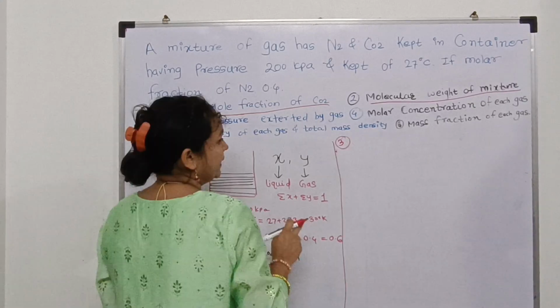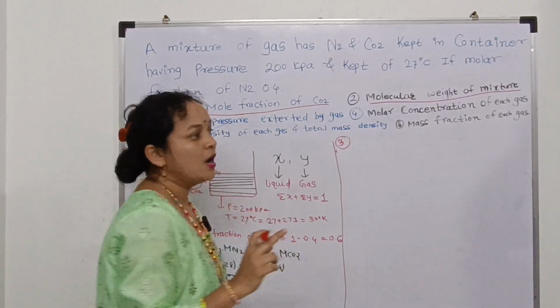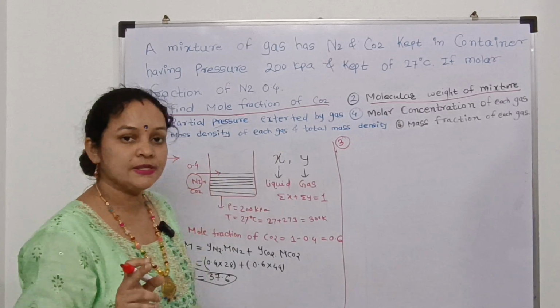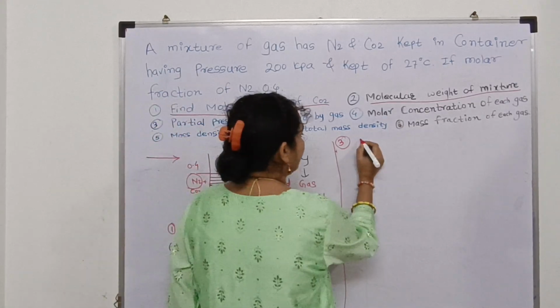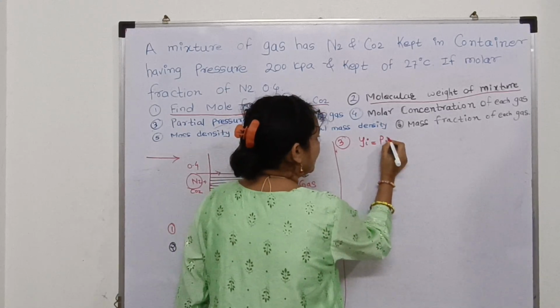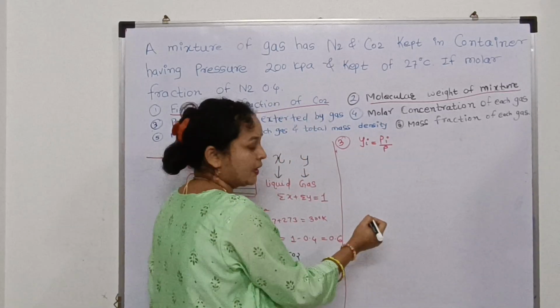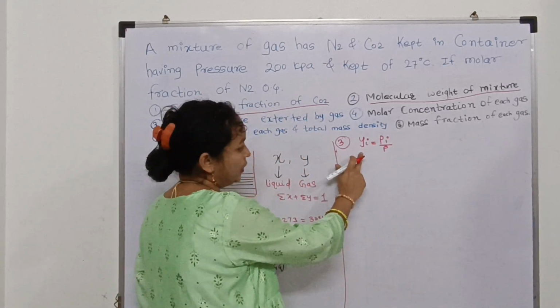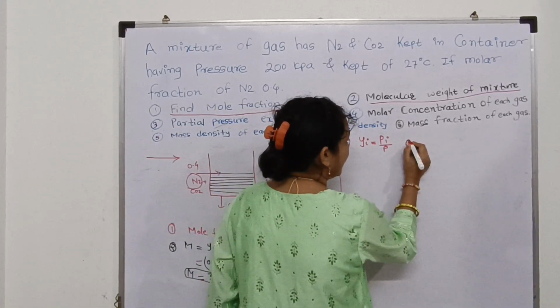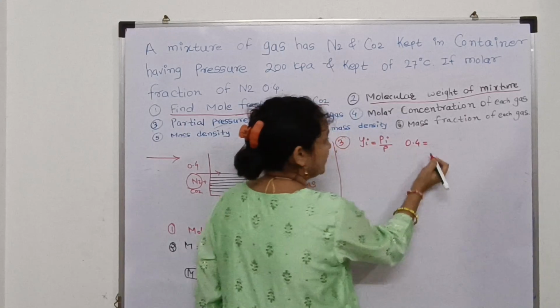Third, you are supposed to calculate the partial pressure of each gas. For that you have the formula Yi is equal to Pi by P, right? So you have the Yi value. If you calculate for N2, the Yi they are giving is 0.4, right?